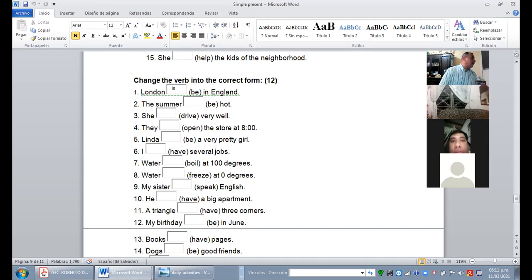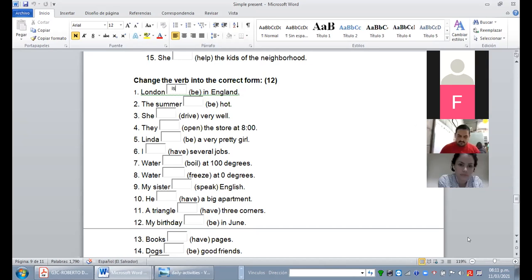London is in England. Very good. Okay, number two, Roberto Antonio. The summer is hot. Very good. Okay, Catherine. She drives very well. Very good.